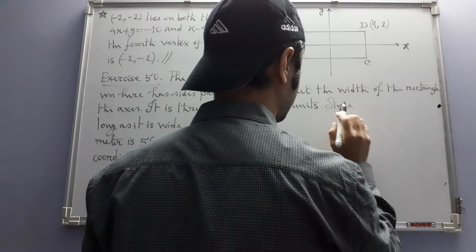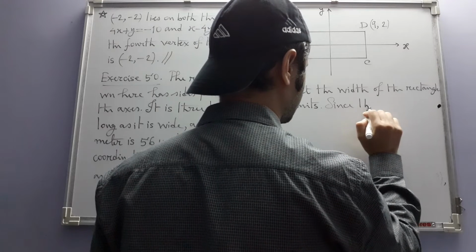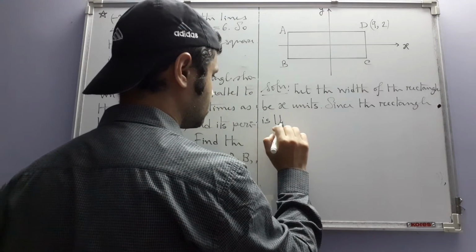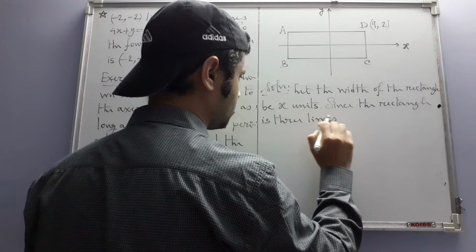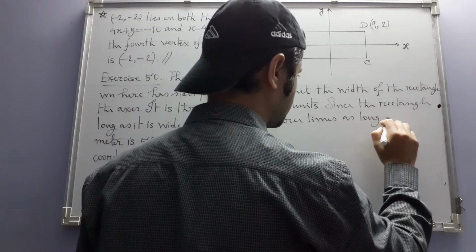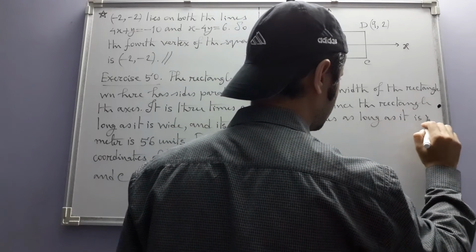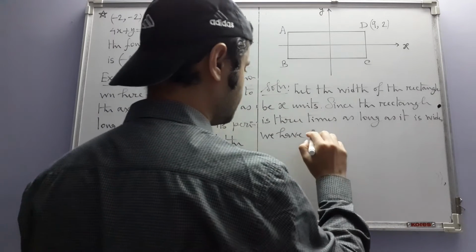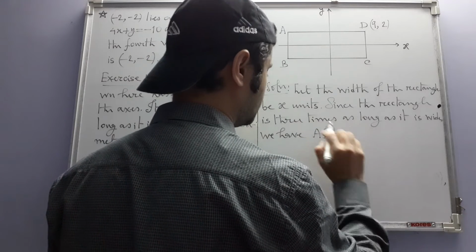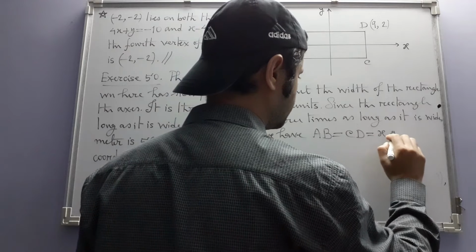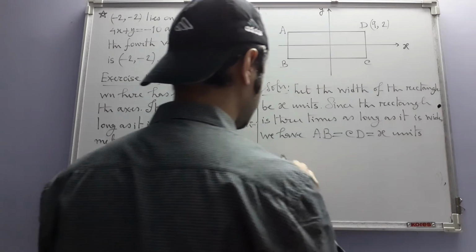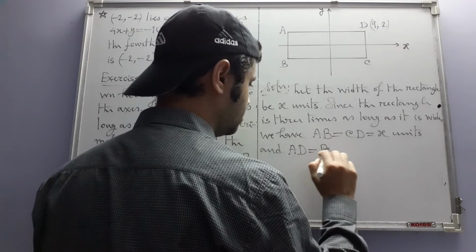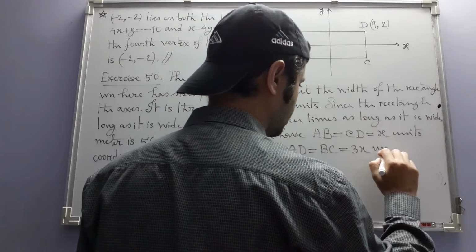Since the rectangle is 3 times as long as it is wide, we have AB equal to CD equal to x units and AD equal to BC equal to 3x units.